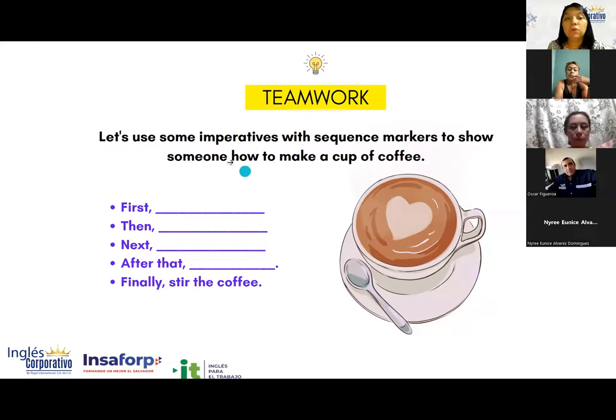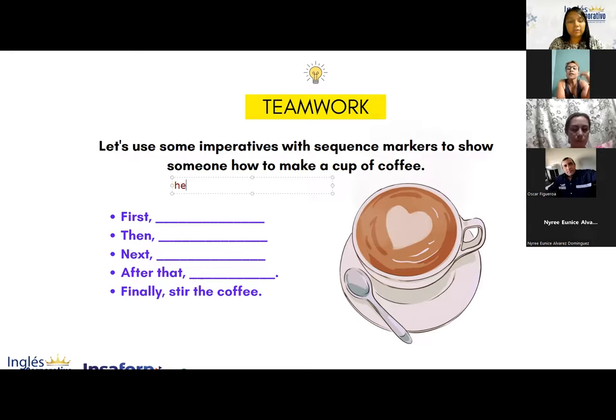And we are going to mention how to make a cup of coffee, yeah? So first, pero vamos a usar los imperatives, okay? ¿Qué hacemos primero para hacer una taza de café? Calentar el agua. And how do you say calentar el agua? Okay, heat the water. Muy bien. Primero usted calienta el agua.